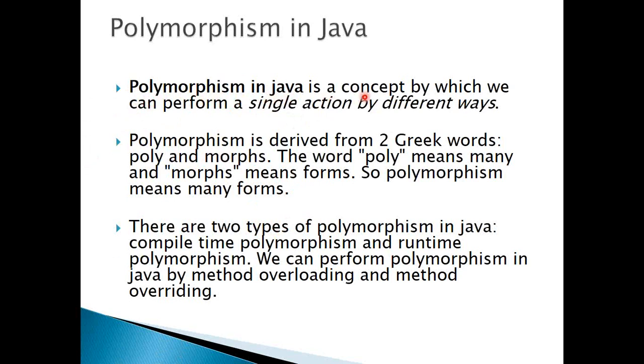Polymorphism in Java is a concept in which we can perform a single action in different ways. Polymorphism is derived from two words: poly means many and morphs means forms. So polymorphism means many forms. There are two types of polymorphism in Java: one is compile time and the other is runtime polymorphism. We achieve polymorphism in Java by method overloading and method overriding.